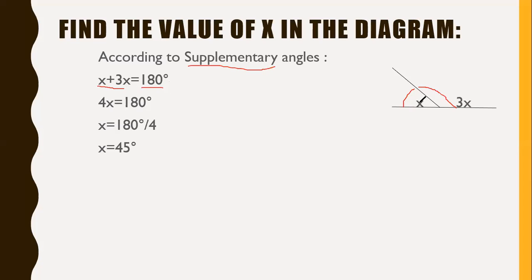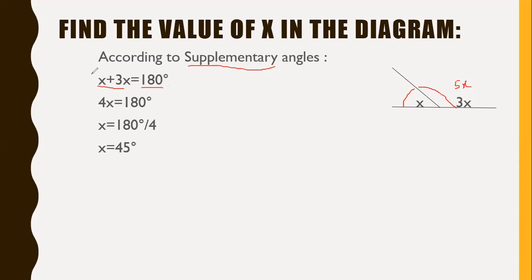For example, if x and 5x were written over there, then I will write x plus 5x is equal to 180 degrees. Is it clear? First of all, what do you have to write? According to supplementary. Why supplementary? Because it gives the sum of 180 degrees. So step number 1 is according to supplementary angles. So I get x plus 3x is equal to 180 degrees.